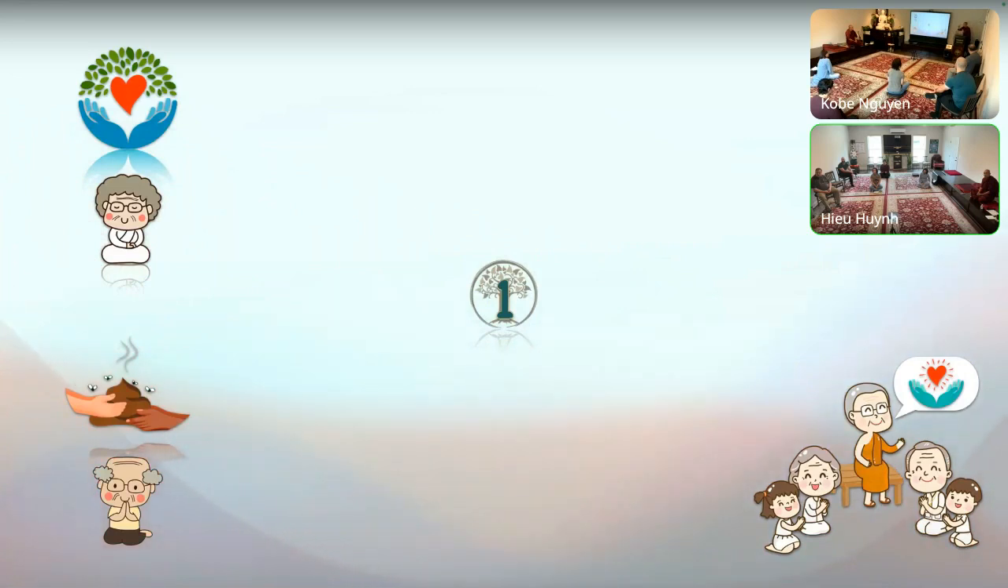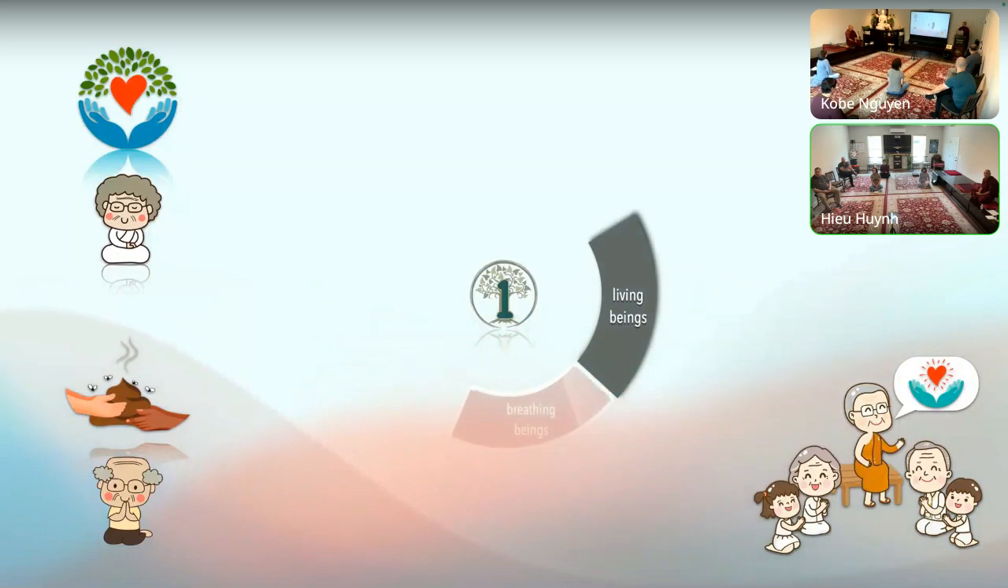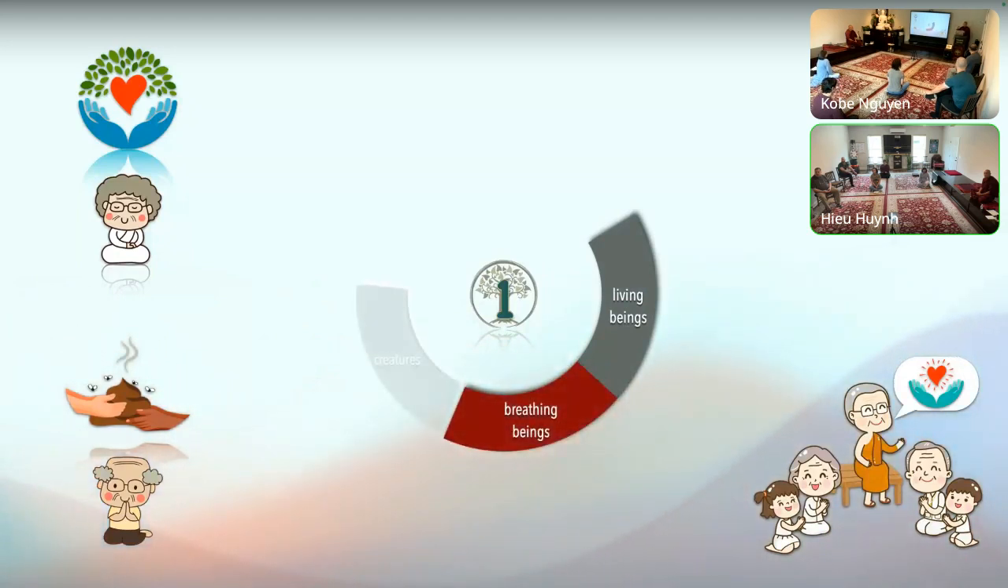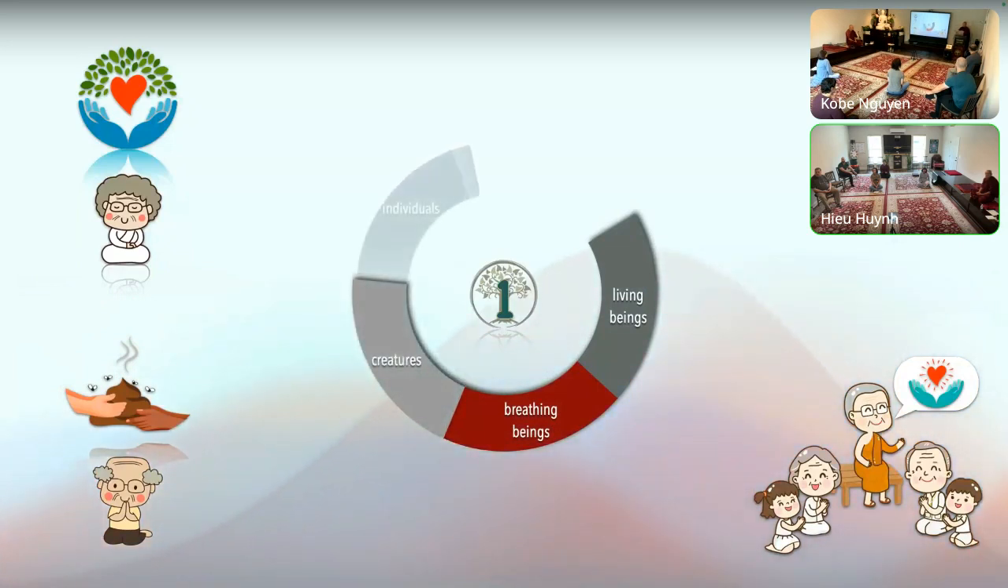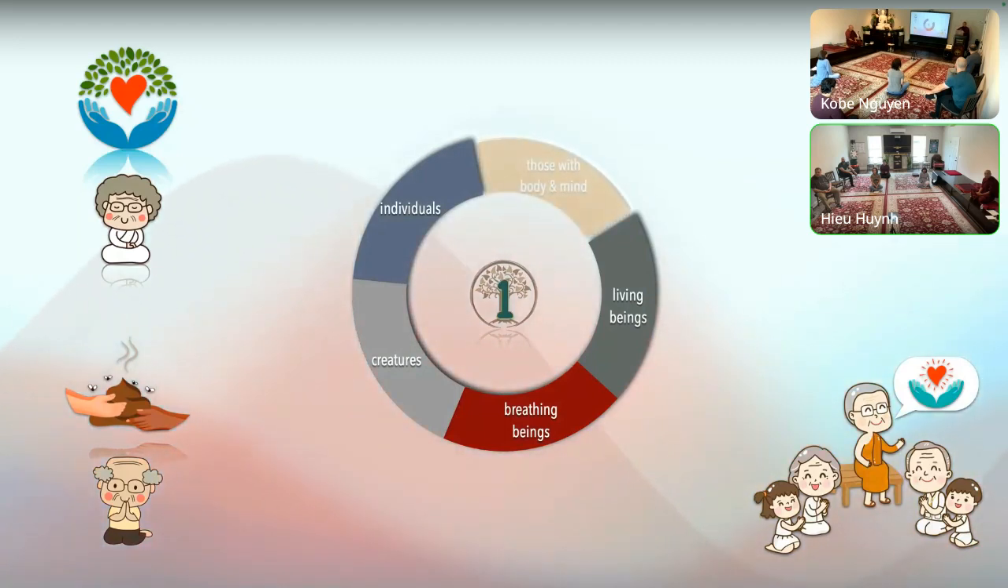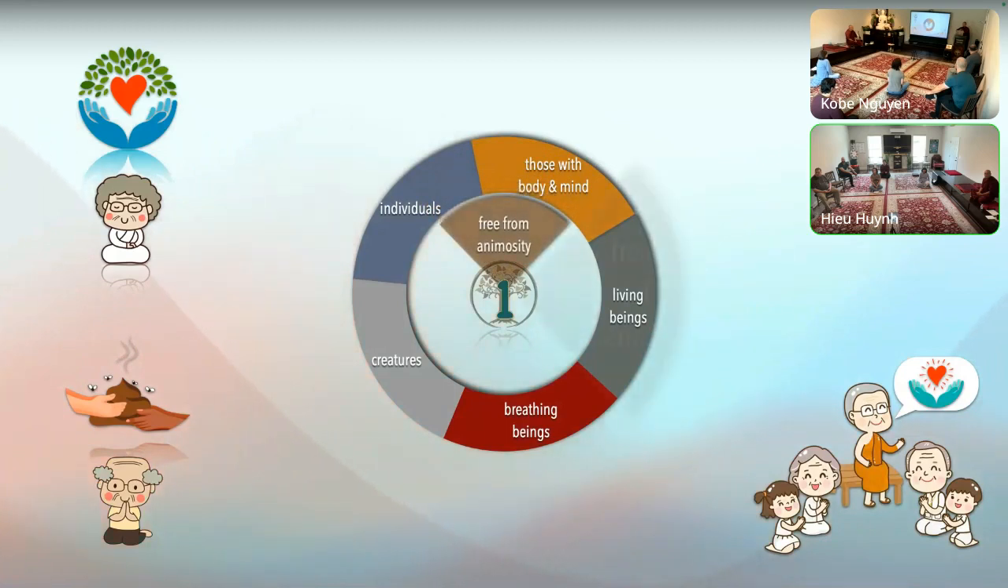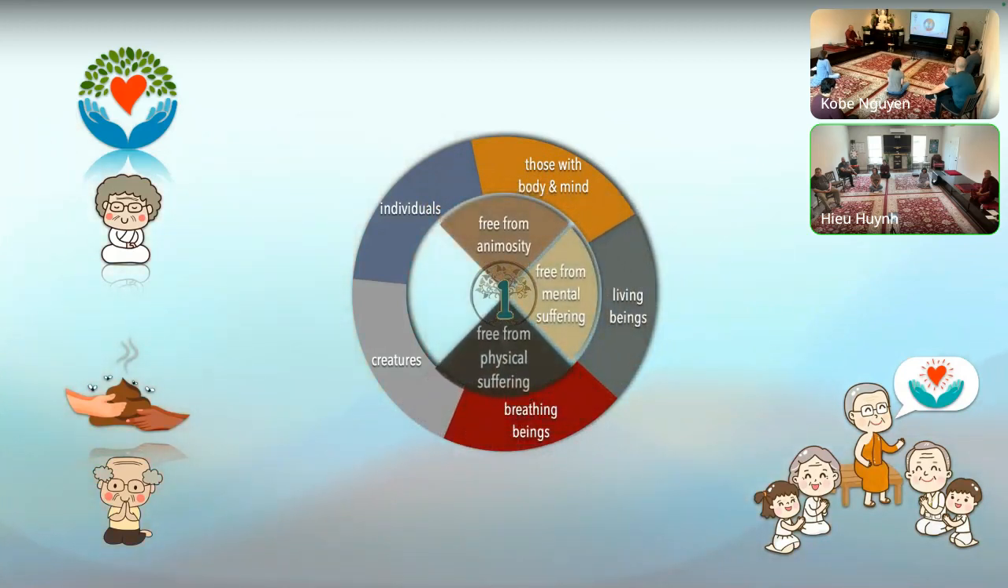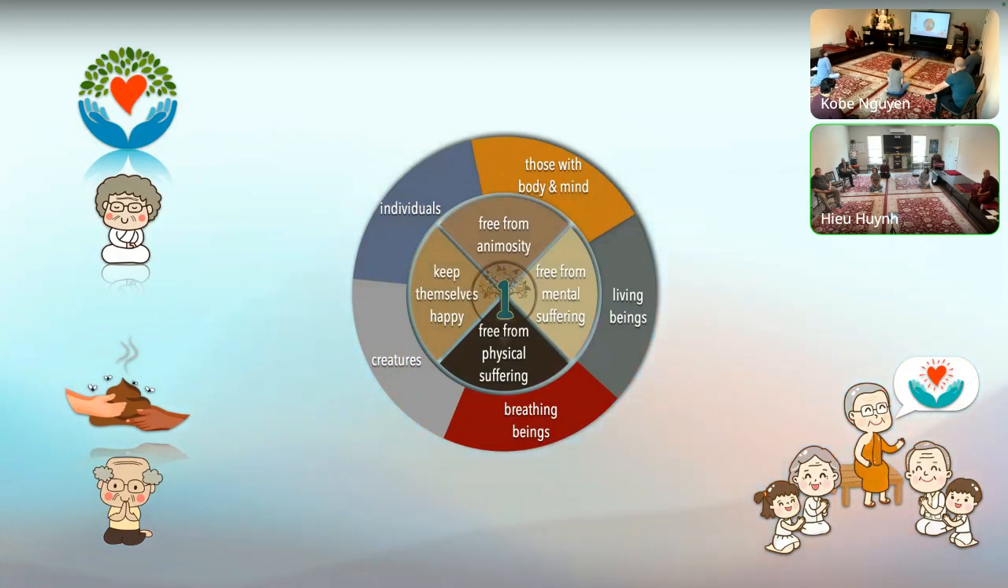So we'll talk about the first one. Ill will can be removed, can be abandoned, by the one who learns the loving kindness object. If you notice in our temple, every Sunday we have a short chanting for cultivating loving kindness, and in the chanting we mention some special things. That's why I want to share with you now. There are 3 cases for the loving kindness object: the first is general, the second is specific, and the third is direction. For the first, we have 5 things: living beings, breathing things, creatures, individuals, and those with body and mind. Those are the 5 general cases.